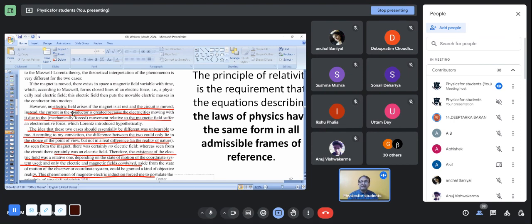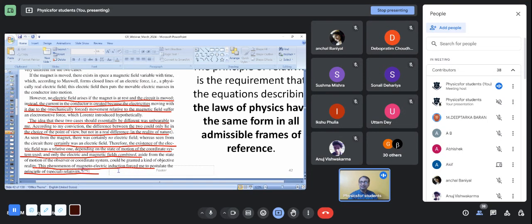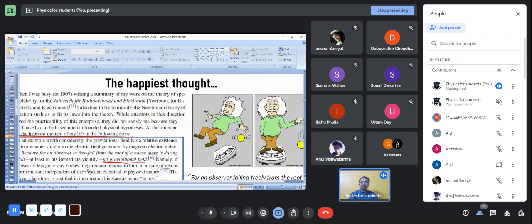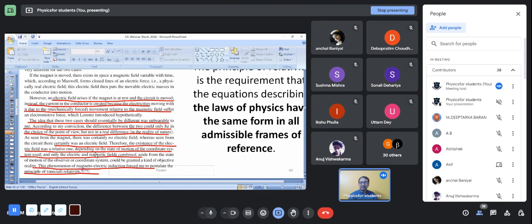So here you see, an electric field arises if the magnet is at rest. Instead, the current in the conductor is created because the electricity is dot dot dot. Then you see the second paragraph, he tells that therefore the existence of the electric field was a relative one depending on the state of motion of the coordinate system, and only the electric and magnetic fields combine. And lastly, he writes, this phenomenon of magnetoelectric induction forced me to postulate the principle of special relativity.